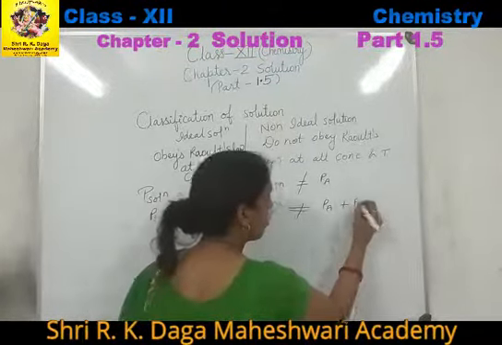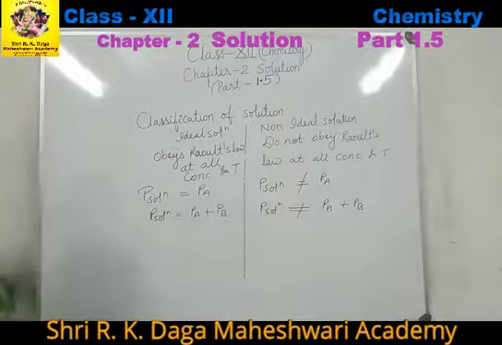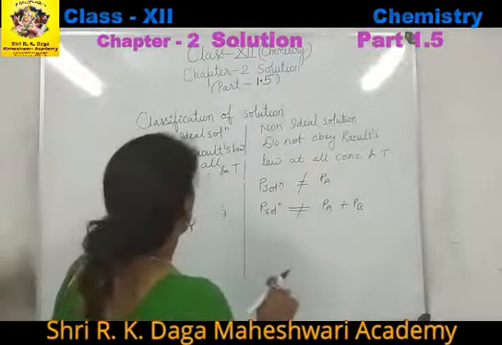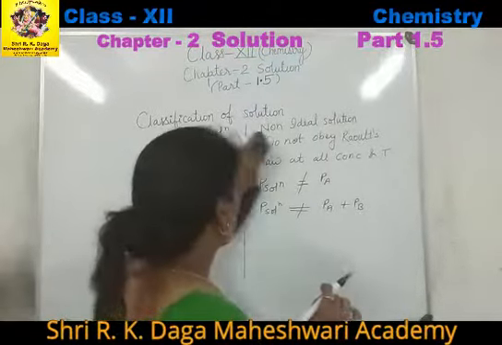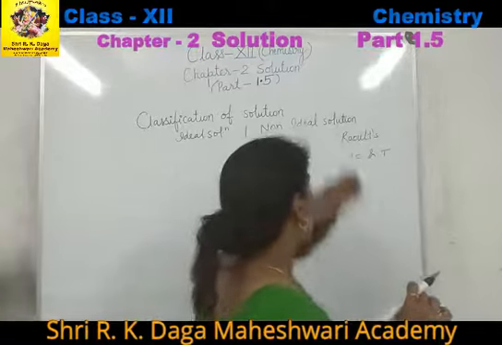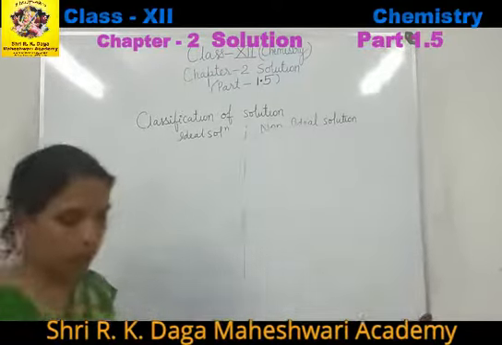This is the ideal solution. This is non-ideal solution. Now the third difference between ideal and non-ideal solution. When two components are mixed together, the change in volume after mixing the two components is 0.